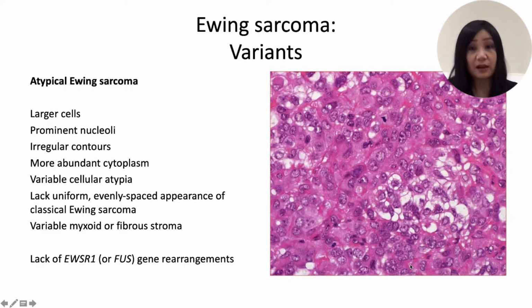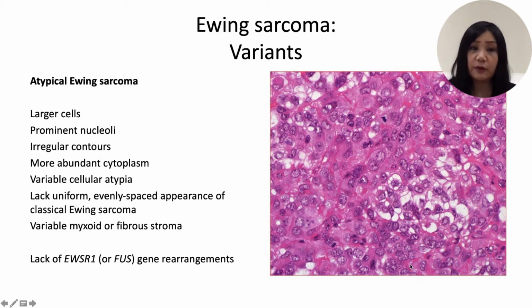So we remember our conventional Ewing sarcomas, in which the cells were very, very monotonous, small, uniform, had little cytoplasmic component, no stroma, and atypical Ewing sarcoma has a constellation, any or all of these features. The cells are slightly larger. They're rounded cells, but they're slightly larger, often with prominent nucleoli, more irregular contours, more abundant cytoplasm, less even spacing, variable cellular atypia, so at least mild focal cellular atypia.